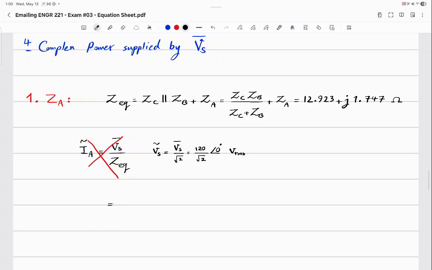And then I can write I tilde A is equal to V tilde S divided by ZEQ, which is 120 divided by root 2 with the angle 0 divided by 12.923 plus J1.747. Give me the value of that.